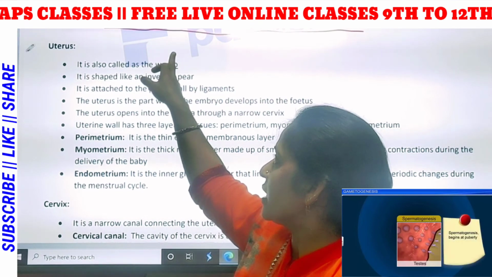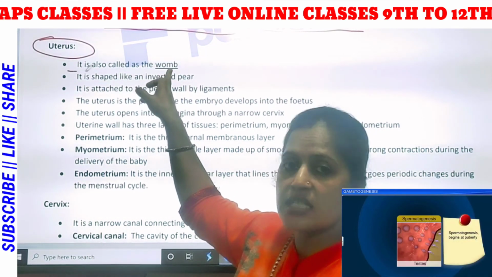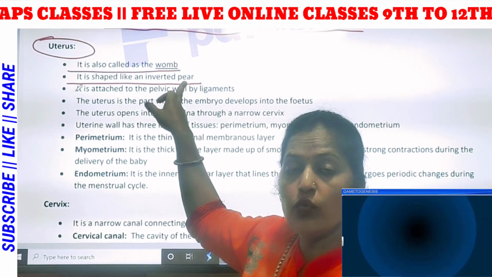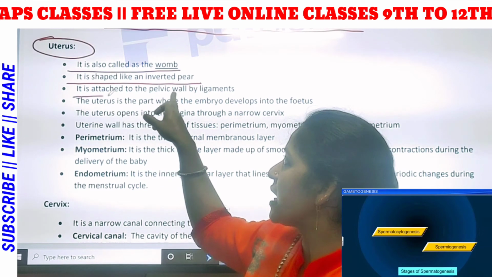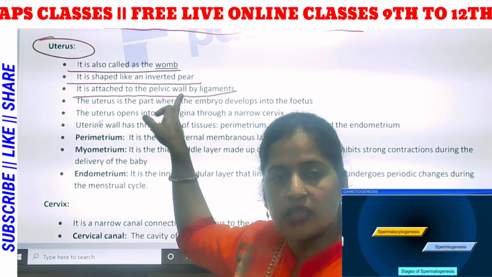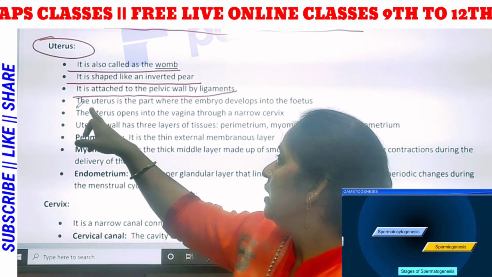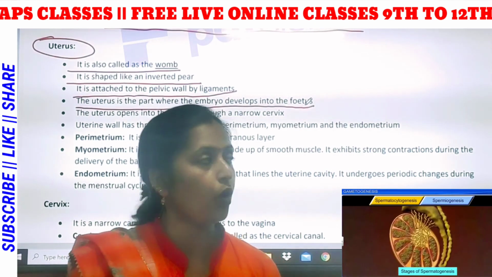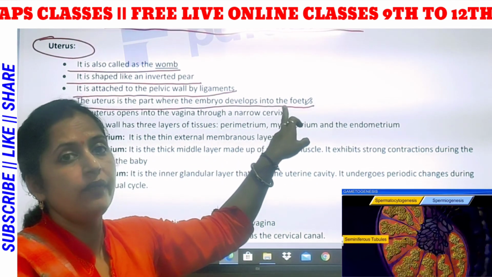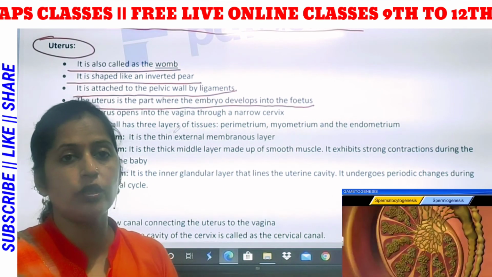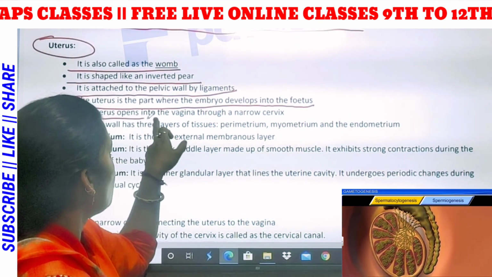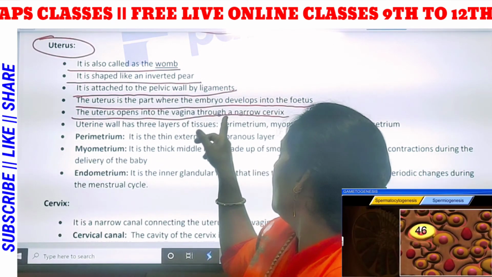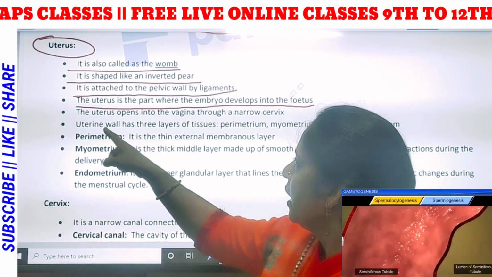Next is the uterus. What is the uterus? It is also called the womb. It is shaped like an inverted pear. It is attached to the pelvic wall with the help of ligaments. The uterus is the part where the embryo dwells and develops into the fetus. The uterus opens into the vagina through a narrow cervix.